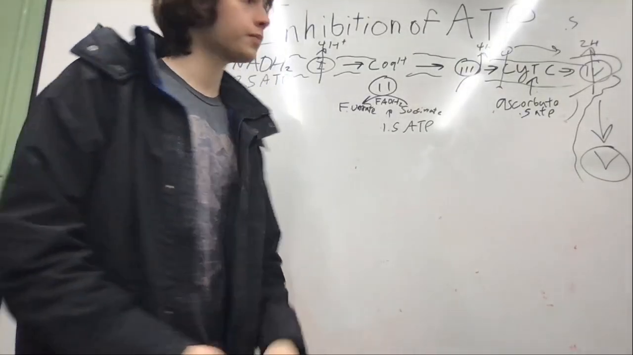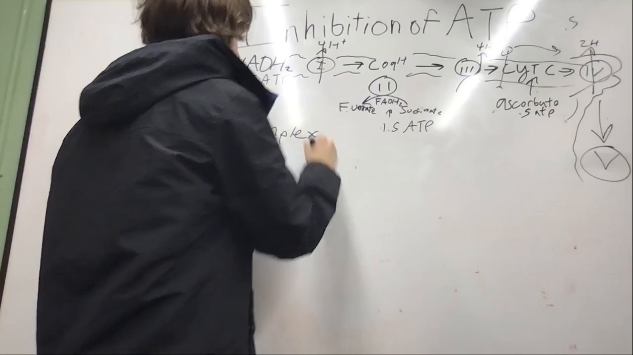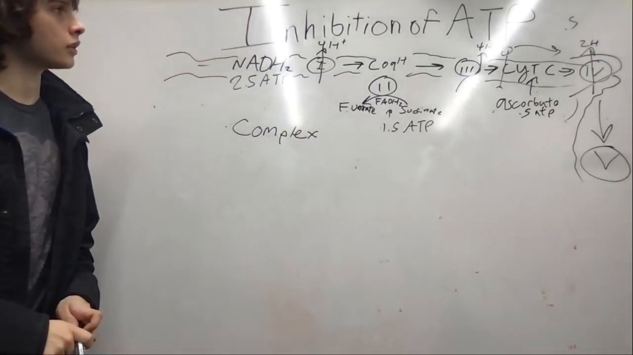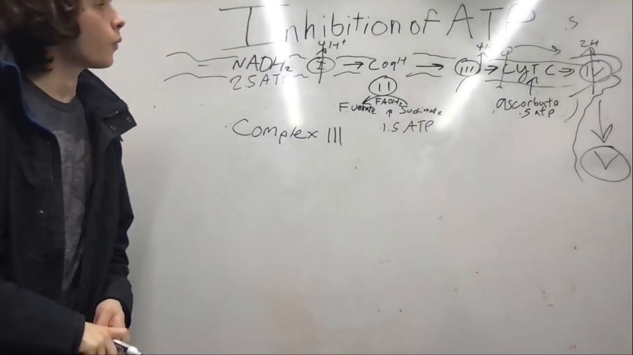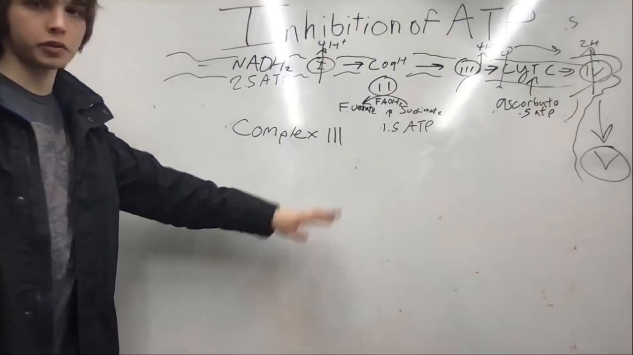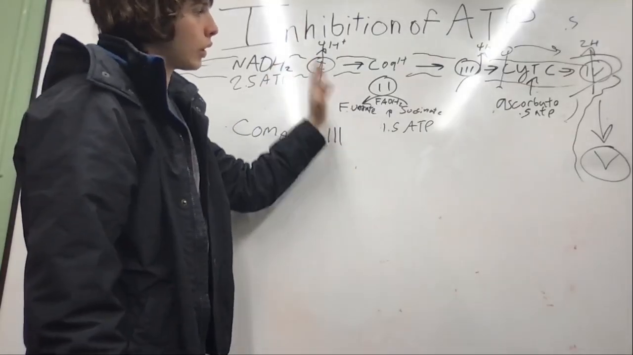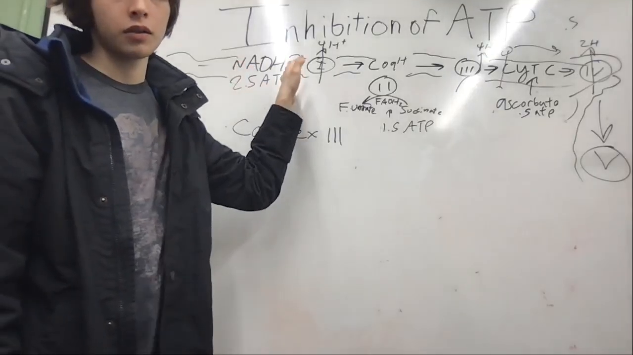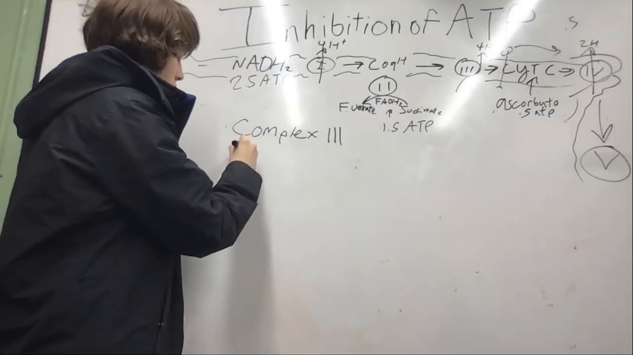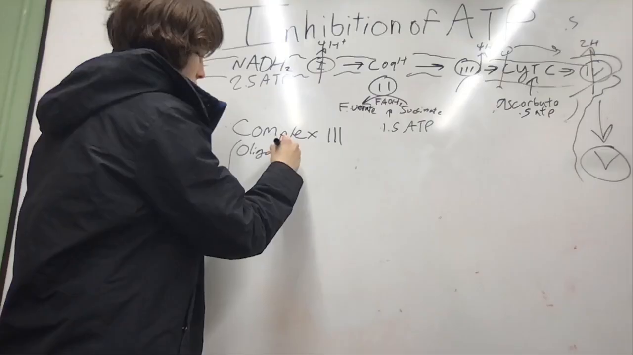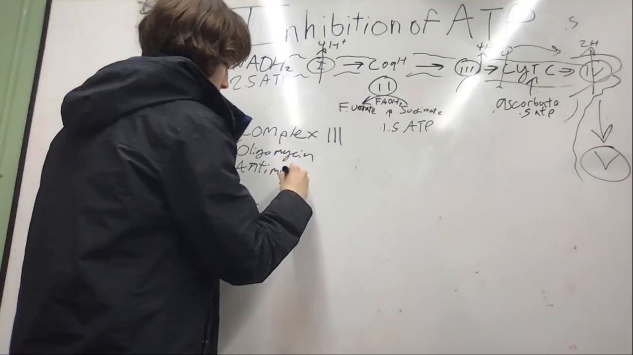Now we look at complex 3. It's going to get a little more tricky here. When we have complex 3, we have to look at what's happening upstream of where we are, right? So we know that 4 is going through here, and even if we block off this, we still have 4, 4, 2. But complex 3 has 2 inhibitors that you need to know for this exam, oligomycin and antimycin, pretty easy to remember.